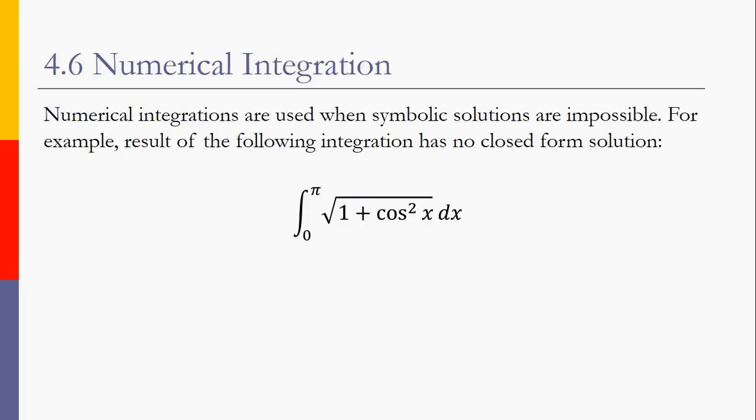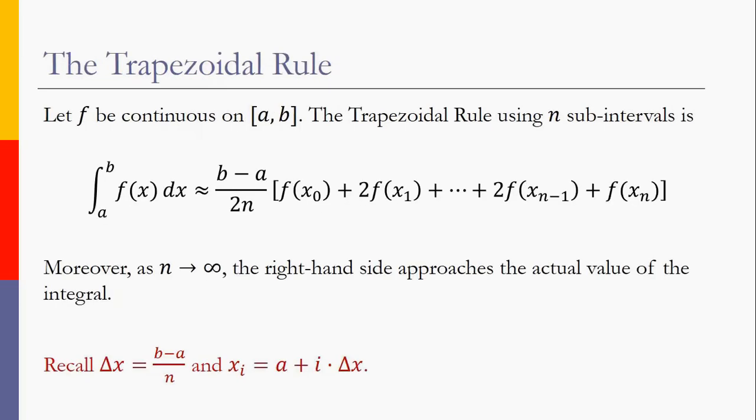Numerical integrations are used when symbolic solutions are impossible. For example, the result of the integral from 0 to pi of the square root of 1 plus cosine squared of x dx has no closed form solution. One of the two methods that we're going to learn today is the trapezoidal rule.